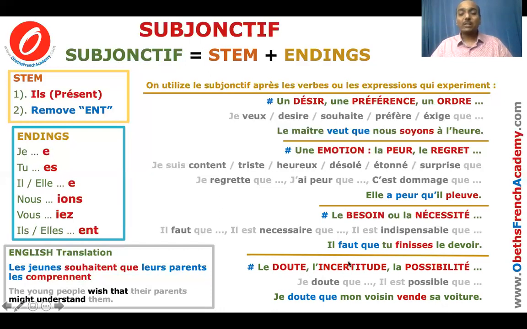So I hope you've understood how to get the subjunctive stem and what the subjunctive endings are, and you know when to use subjunctive tense. It's always placed after an expression that talks about desire, preference, order, emotion, need, necessity, doubt, uncertainty, and possibility.